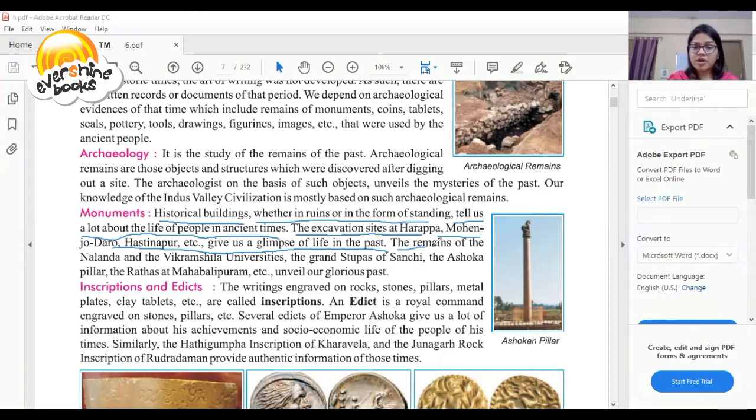The remains of the Nalanda and Vikramashila Universities, the Grand Stupa of Sanchi, the Ashoka pillars and the Raths of Mahabalipuram unveil our glorious past.